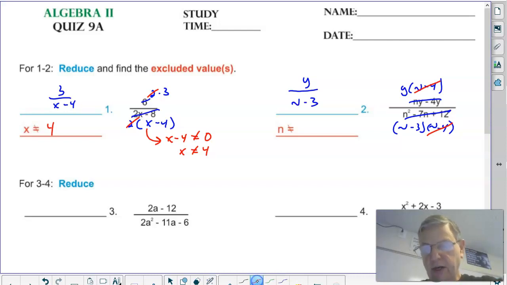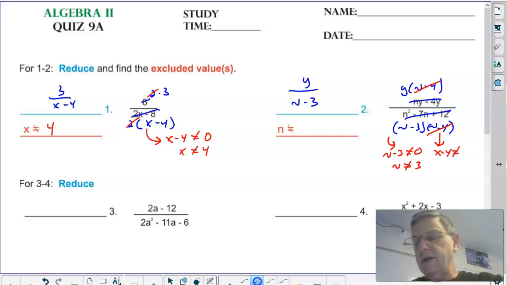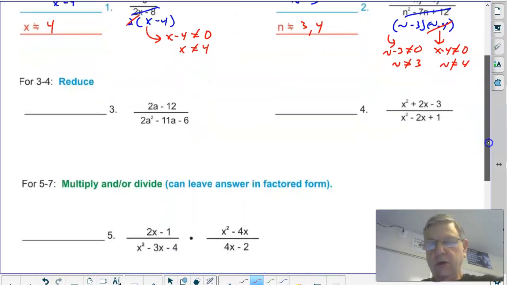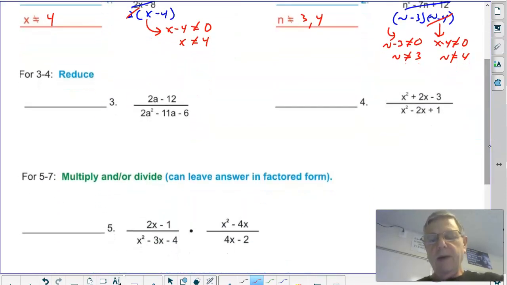However, remember the excluded values. N minus 3 cannot equal 0, therefore n cannot equal 3. But even though we cross this one off, it still cannot equal 0, and therefore n cannot equal 4. So 3 and 4 are the excluded values. All right, so be able to reduce and be able to figure out excluded values. You don't need to give the excluded values unless we ask for them. It's a concept we're trying to learn so that we can apply it really to equations. So notice I did not ask for excluded values. It's all about reducing, which is all about factoring, dividing out common factors.